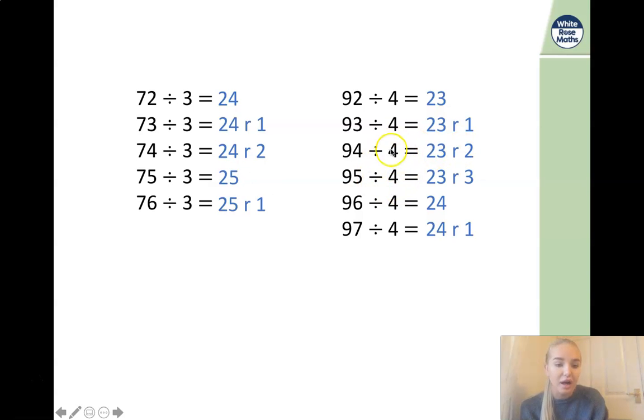This time our divisor is 4, so we can only make whole numbers with groups of 4, which is what we can do with this one here, 96 divided by 4. Now we know it wouldn't be 23 remainder 4 because then we'd have had a remainder of 4 to make another group, which is what we've done. And then we look at 97 being 1 more than 96, meaning that it has a remainder.